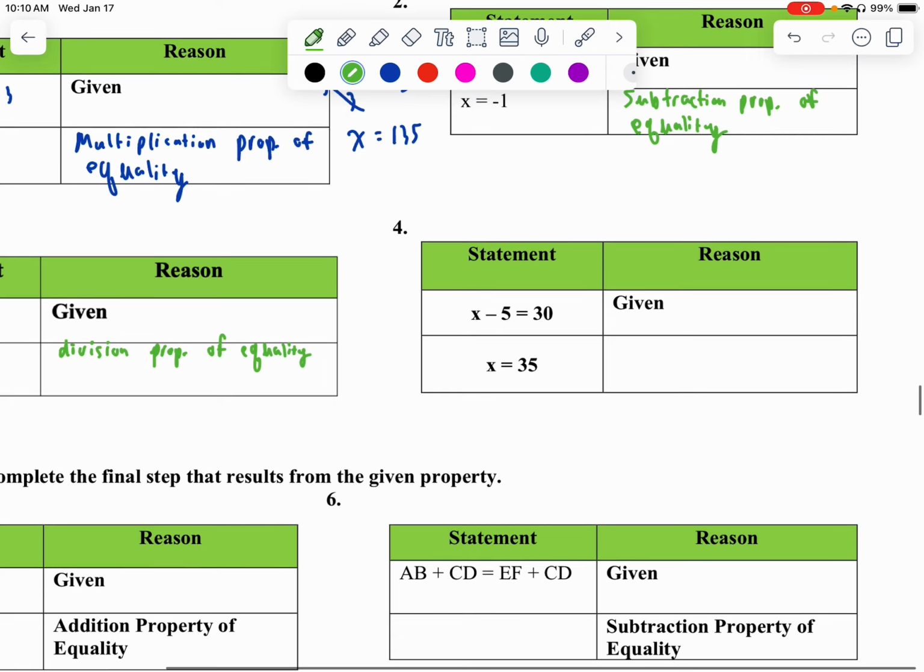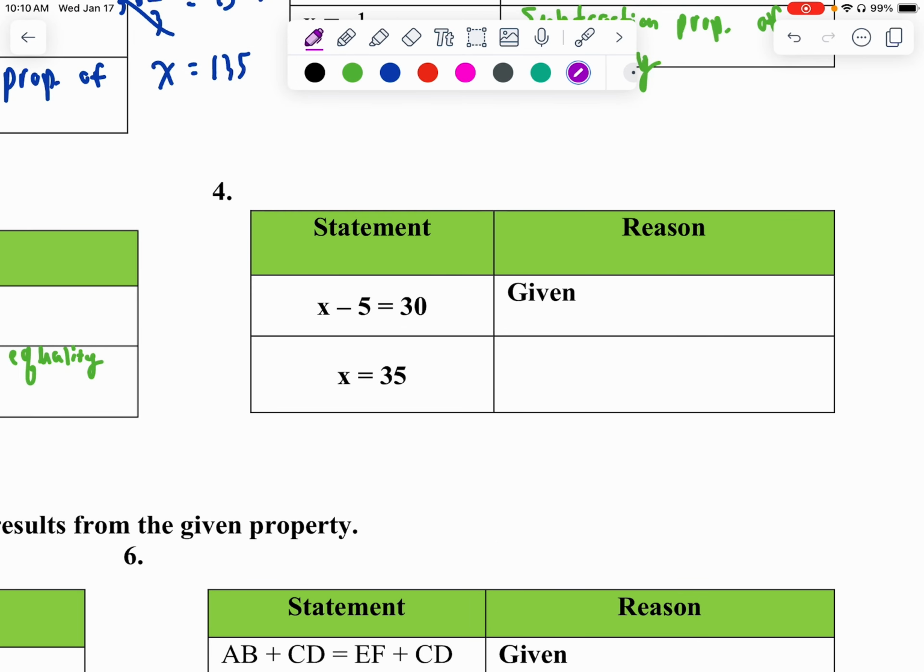And then finally, for number 4, we only have one left here. We have x minus 5 equals 30. If I wanted to get that x by itself, I would add 5 to both sides to give me x equals 35. And to that I added, so addition property of equality. I'm just saying prop here, taking a little shortcut. I'll write the rest of it out though.